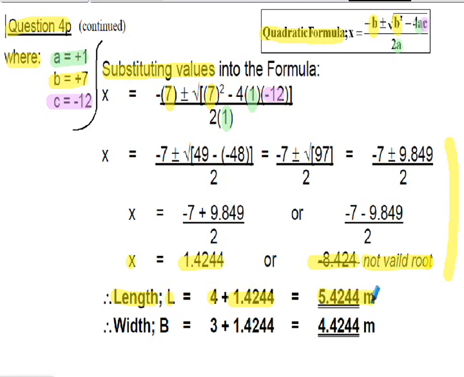5.4244 meters. And the width b in this case will be 3 plus the 1.4244 value. So that's 4.4244 meters. So that's the new geometry of the garage that has double the area, 24 meters squared in this case. I encourage you to stop the presentation and just think through the calculation on that slide for yourself.